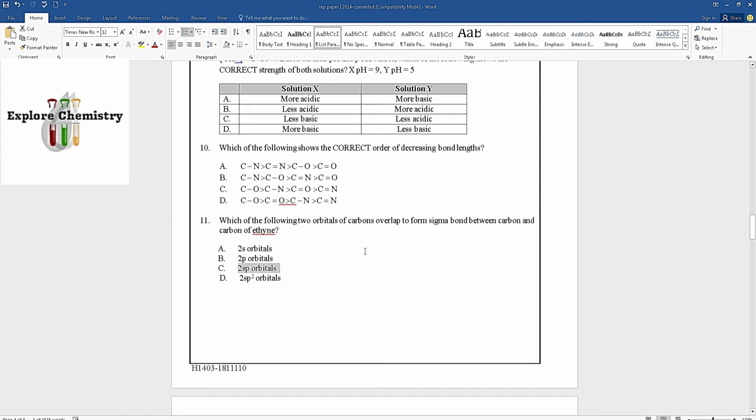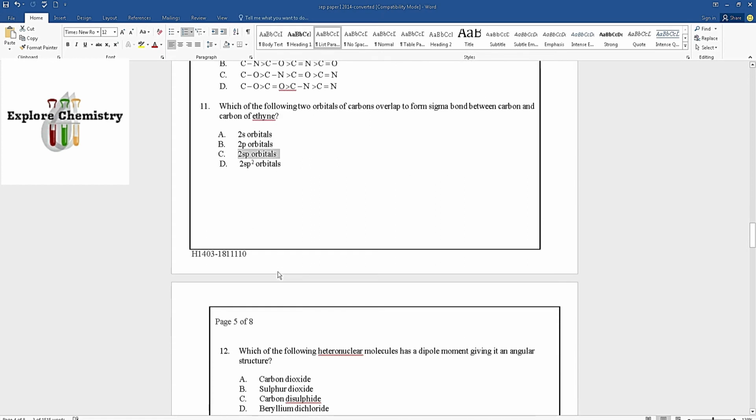So there will be two sp1 hybridized orbitals present in the formation of the sigma bond between carbon and carbon. In ethene, there are three bonds present. One is sigma, two are pi bonds. So sigma bond is formed by hybridized orbitals.